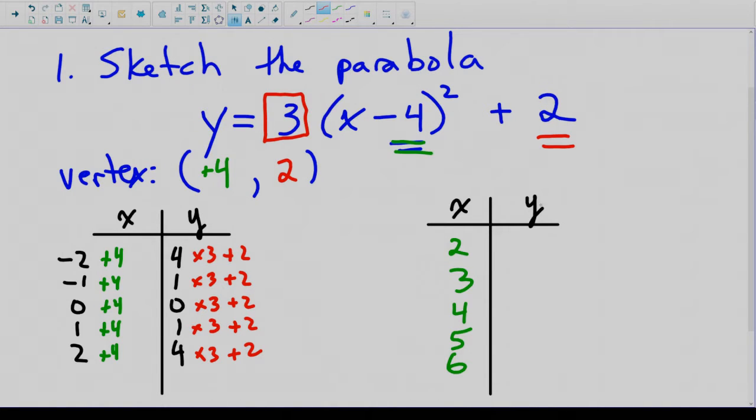Now for the y values, it's a little bit more math. So 4 times 3 is 12. 12 plus 2 is 14. 1 times 3 is 3. 3 plus 2 is 5. 0 times 3 is 0. 0 plus 2 is 2. And that's our vertex.